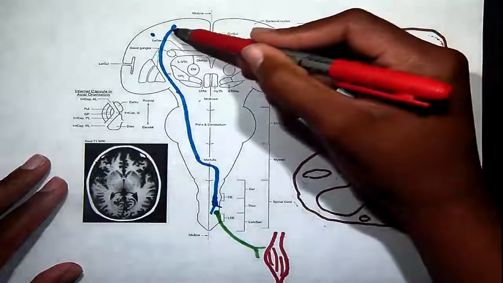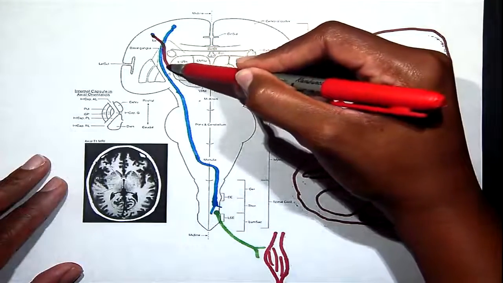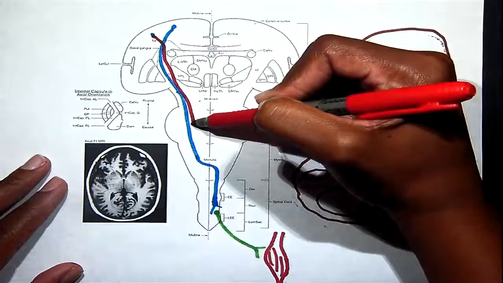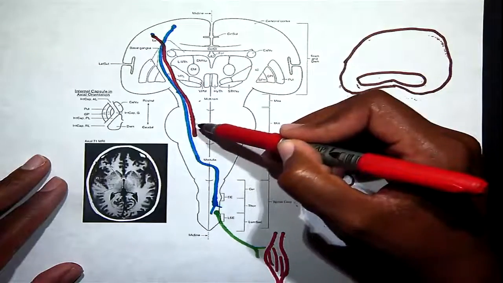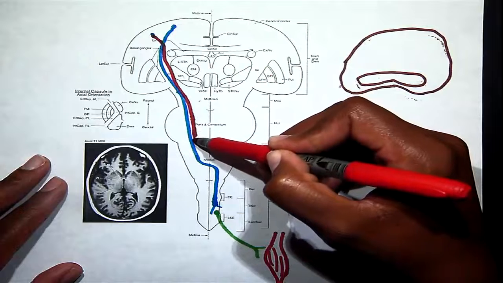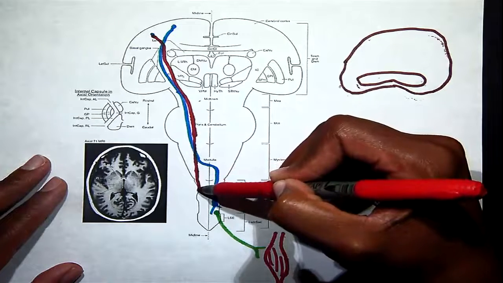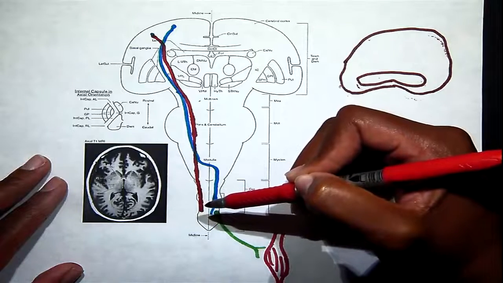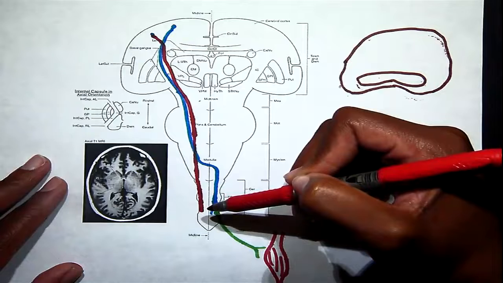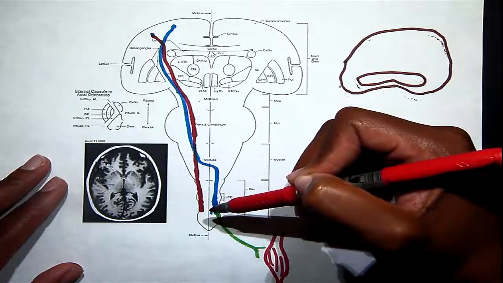So 10% of these fibers would run almost the same path. They'll come down from the cortex through the midbrain, pons, and the medulla. However, they do not cross over or decussate in the medulla. These fibers go straight down anteriorly in the spinal cord to make up the anterior corticospinal tract.